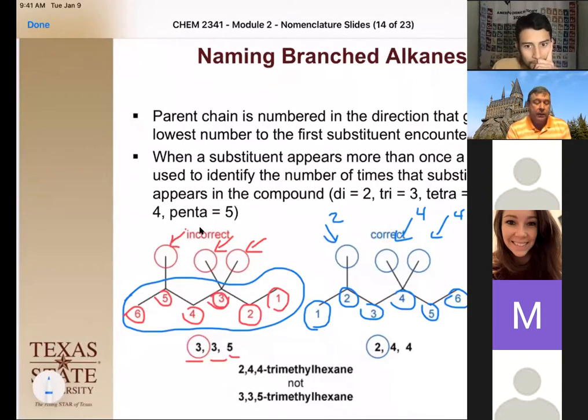So if we look at this one, our first substituent is on a 3. If we look at this one, our first substituent is on a 2. That means we have to number from that side of the molecule. So we have to number our first substituent 2 and our next 2 substituents on 4. So that's where we get the numbers.